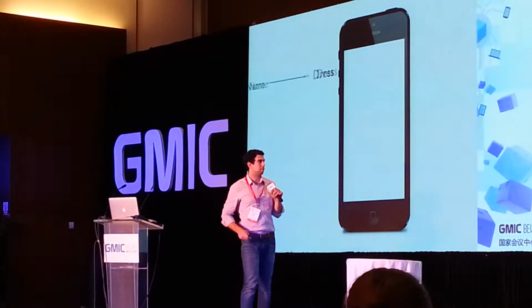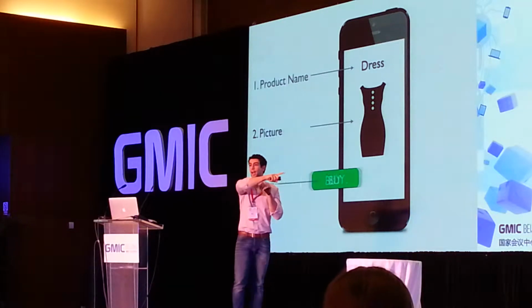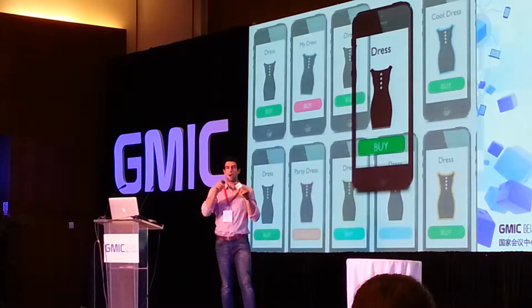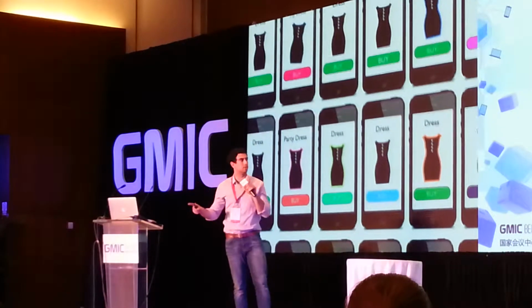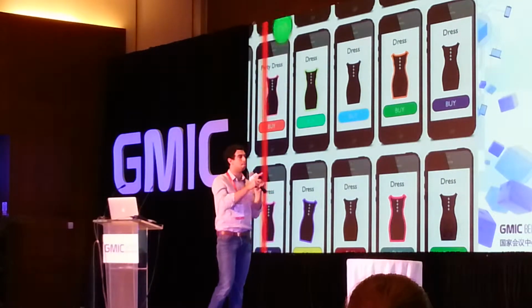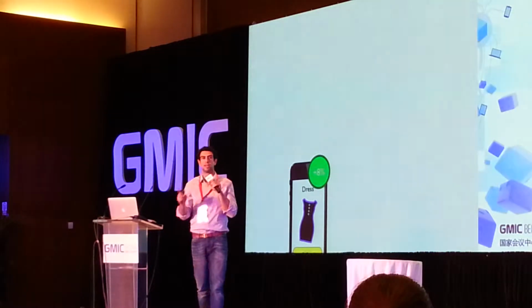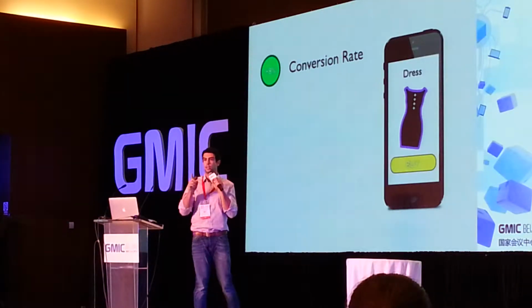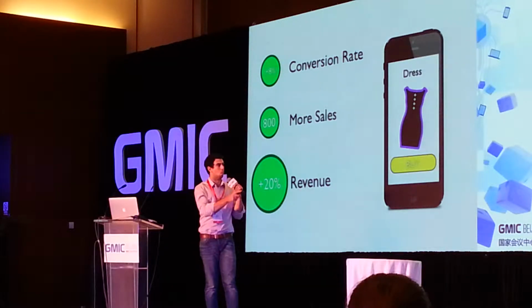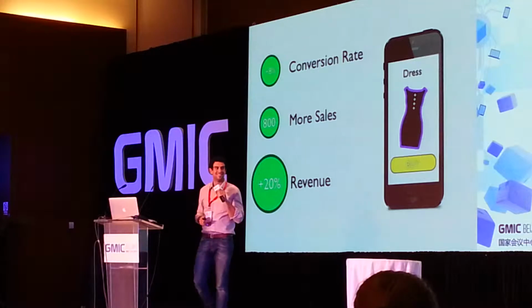Imagine you have a mobile application, and in this app, you have a product name, a product picture, and a call to action represented by this buy button. Now imagine if you could test different versions of your app's texts, images, colors, and more, and track in real time how each version is driving user purchase behavior, so that you can pick the version that drives more sales and more revenue. Sounds like magic, right?